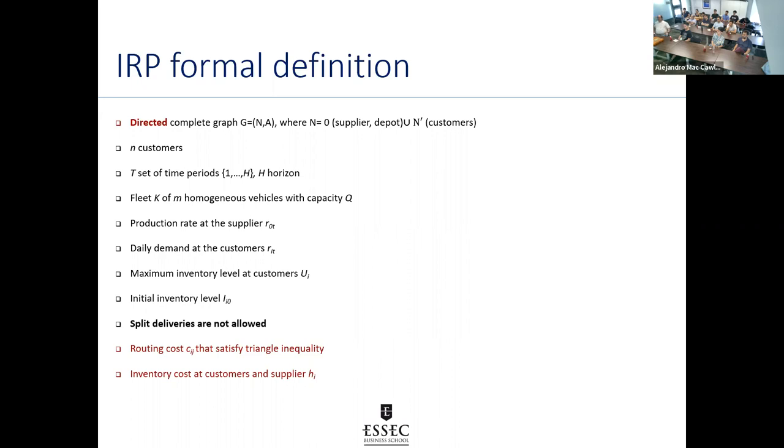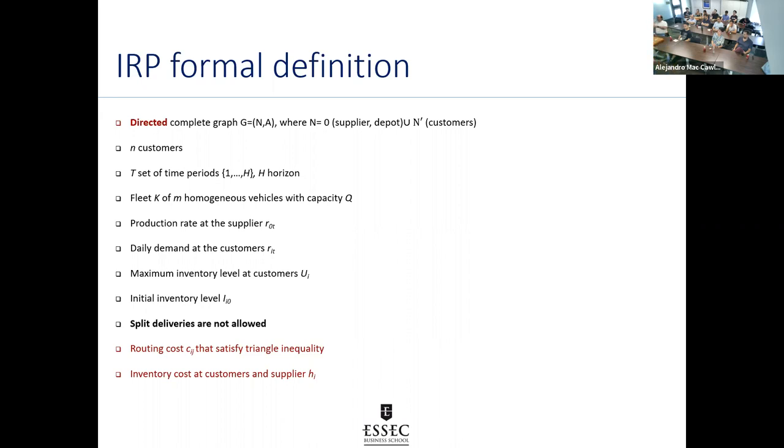If the distance is the same, going from 0, 1, 2, 3, 0, or going from 0, 3, 2, 1, 0 is the same. So if the distances are symmetric, you don't really need to know in which direction you traverse it. Okay? And this is the case for almost all the instances of the IRP. However, for the formulations that we are studying and comparing, you need to know in which direction the route is traversed because of the constraints that are introduced, as we will see.